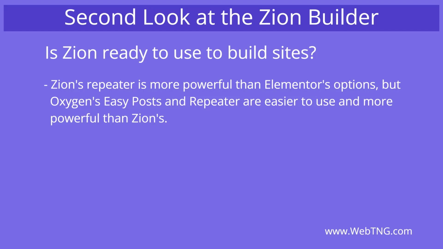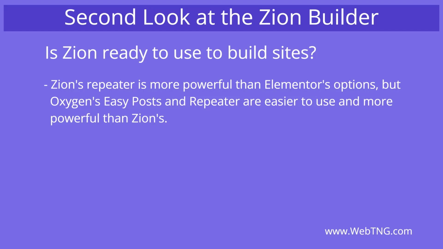For example, suppose you want to show a list of posts or custom post type articles. The pre-built Elementor posts and archive widgets make that task very easy. With Zion Builder, you need to use the repeater function to create your own, though obviously the Zion Builder's repeater is more flexible and powerful than Elementor's pre-built widgets. So in relation to Elementor, it's not as convenient, but it's more powerful.